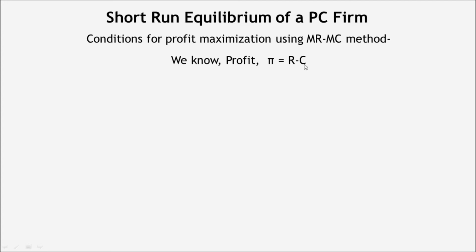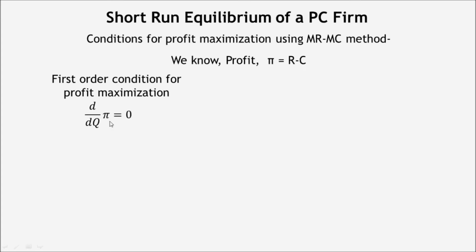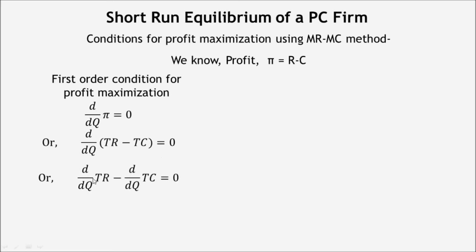Now, the necessary condition, which is also known as the first order condition for profit maximization, is that the first derivative of profit equals 0. Being the difference between revenue and cost, profit is a function of quantity. That's why we are differentiating profit with respect to quantity, which can be written as the derivative of the gap between total revenue and total cost equals 0. It implies differentiation of total revenue with respect to Q minus differentiation of total cost with respect to Q equals 0.